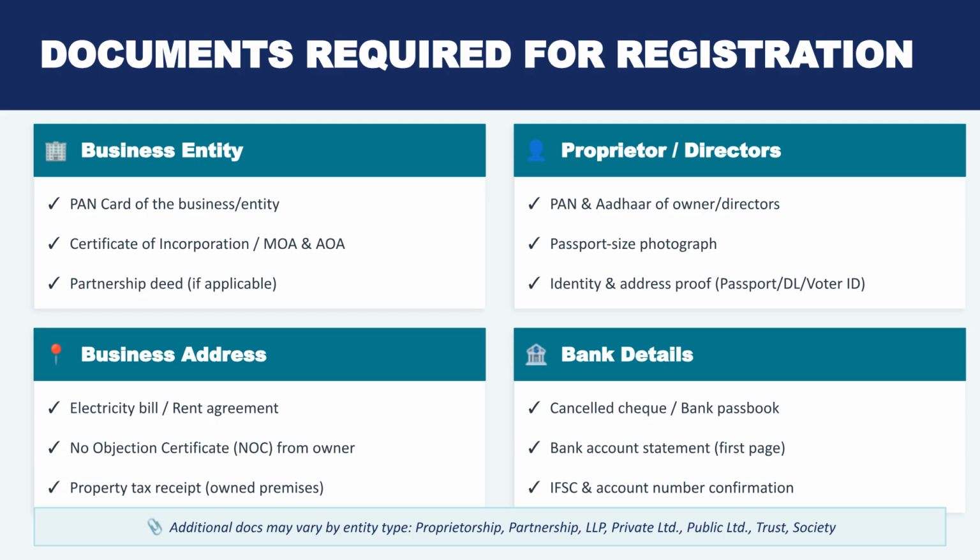Required documents fall into 4 main categories. For the business entity, you need the PAN card and incorporation documents. For proprietors or directors, you need PAN, Aadhaar, photos, and identity proof. For the business address, an electricity bill or rent agreement and an NOC are needed. Finally, bank details require a canceled check and account information.